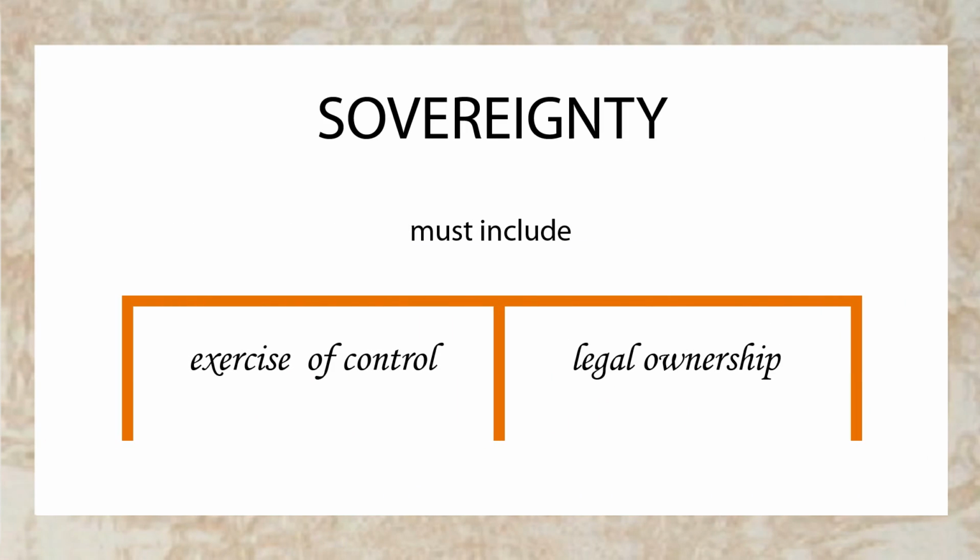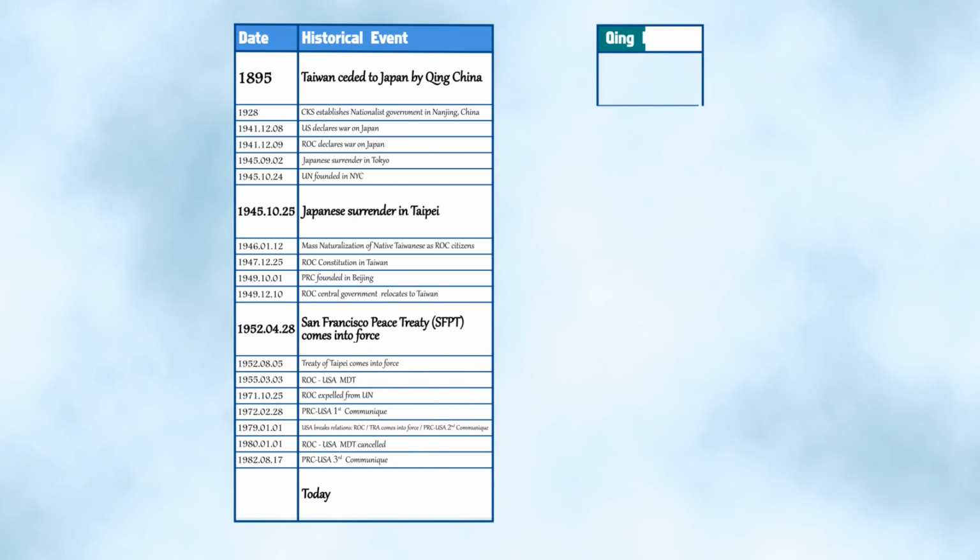Sovereignty over territory has two components. The first component is the exercise of control, which we will illustrate in the left part of each column. The second component is the legal ownership, which we will illustrate in the right part of each column. Let's look at column one.